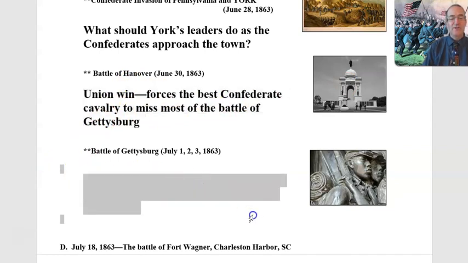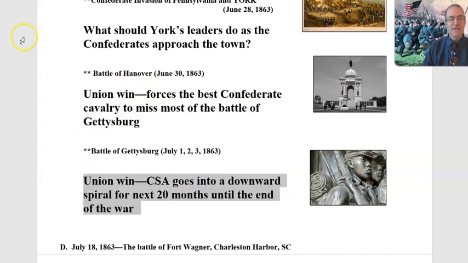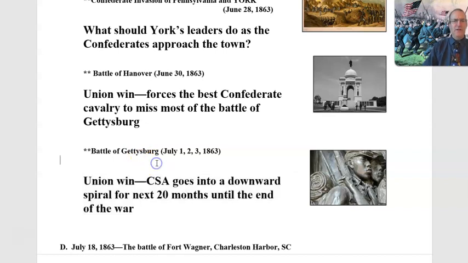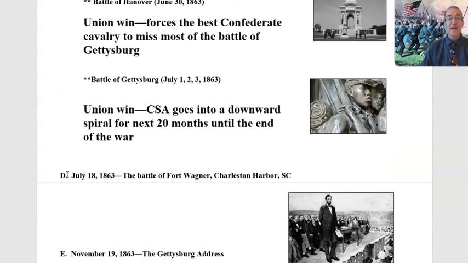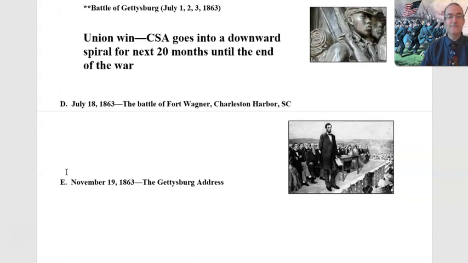The Battle of Gettysburg on July 1st, 2nd, and 3rd, 1863, a big Union win. From that point, General Lee's Confederate Army of Northern Virginia pretty much goes into a downward spiral for the next 20 months until they finally have to surrender. Gettysburg is by no means the end of the war. Probably the biggest battle in a lot of ways, in terms of soldiers fighting and length of time and huge numbers of casualties, but it's not the end. The Confederates are able to hang on for another almost 2 years.